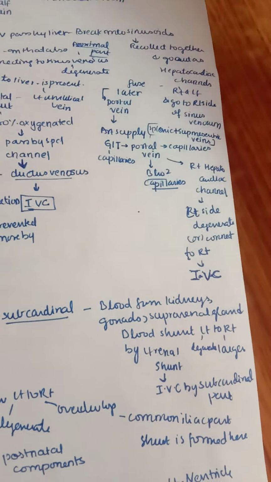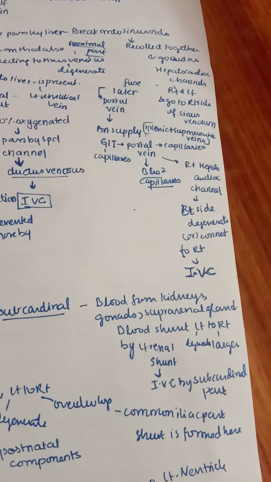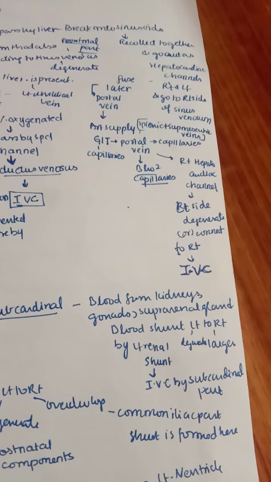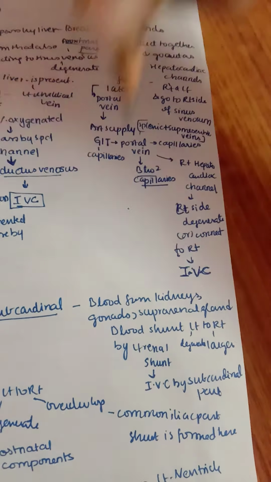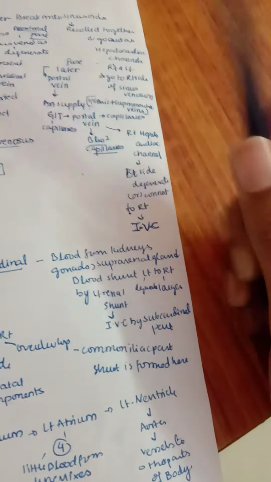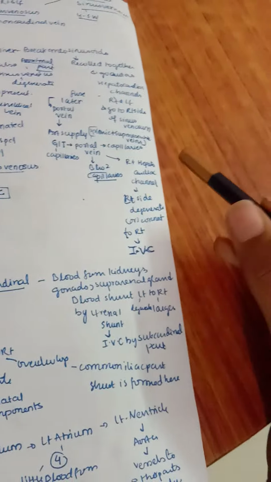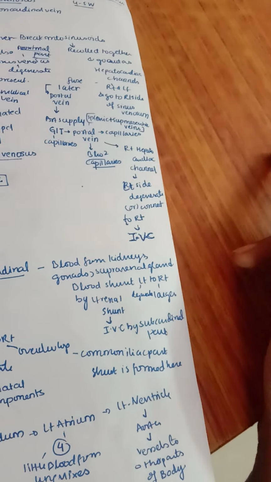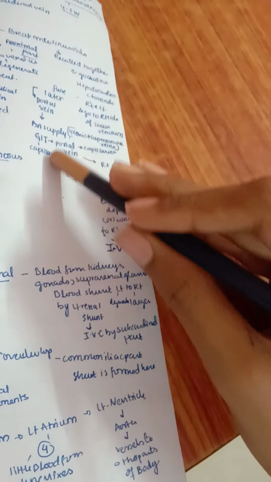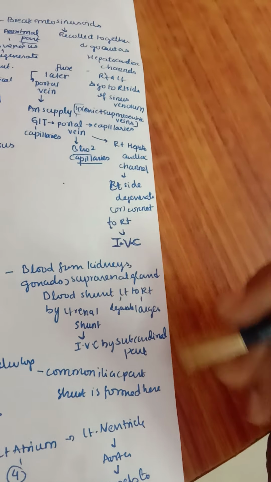And the GIT has capillaries, and if you find a vein between two capillaries, that is called a portal vein, because it is between two capillaries. It is rare, it is not normal, because we know in any capillary bed we have veins on one side and arteries on the other, but here there are capillaries on both sides with a vein in between, then it is a portal vein.